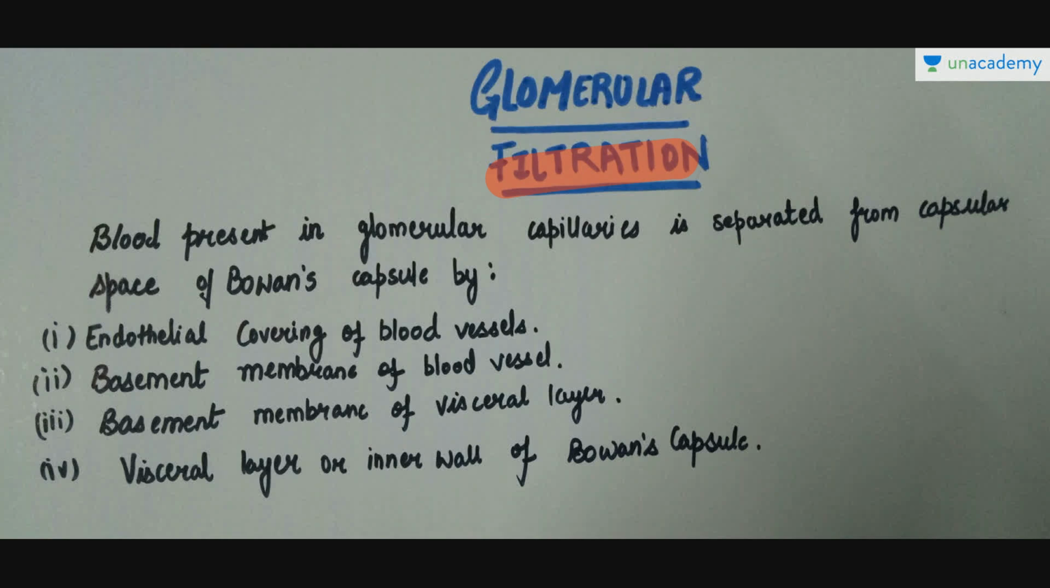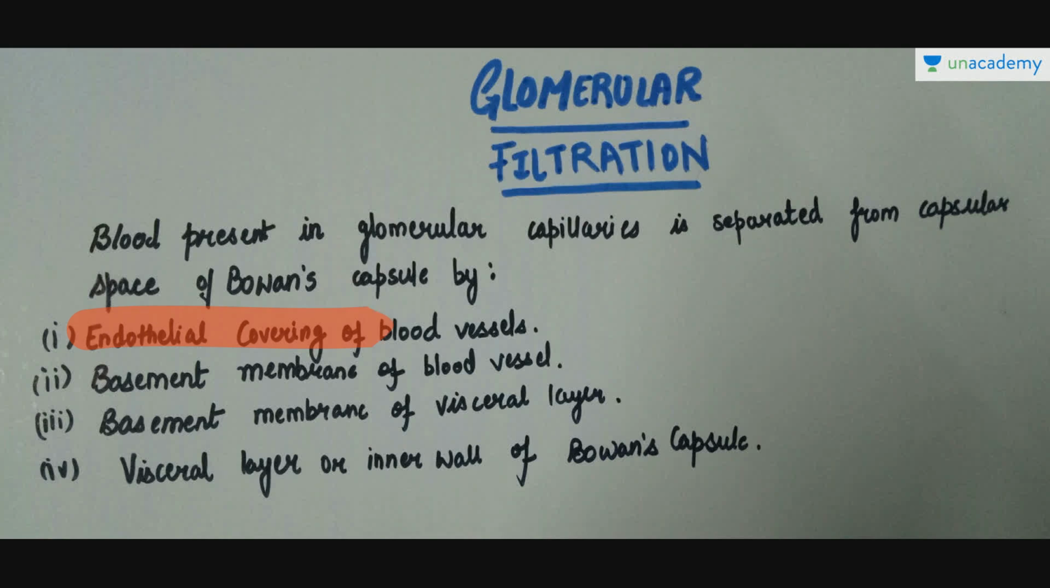Now glomerulus, as we already studied, is the tuft of fine capillaries that are present inside the Bowman's capsule, and they are supplied blood from the afferent arteriole, and then the blood is taken from them through the efferent arteriole.